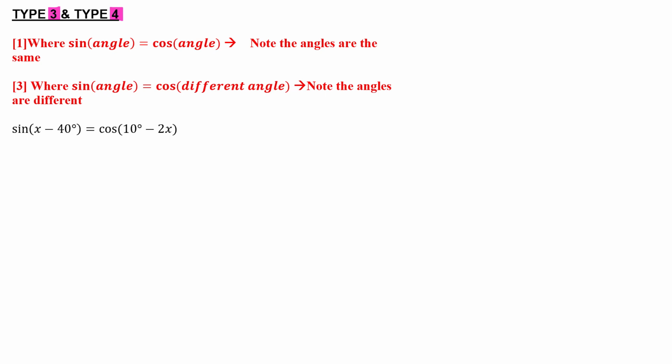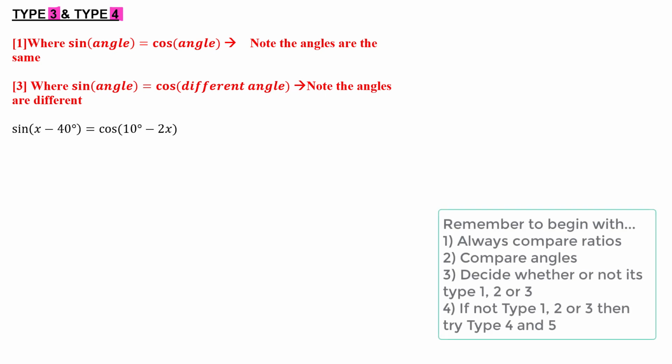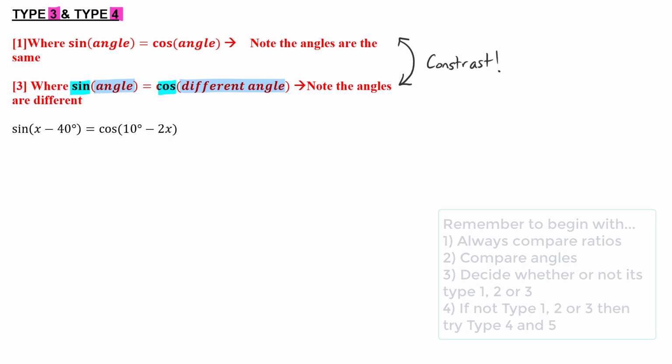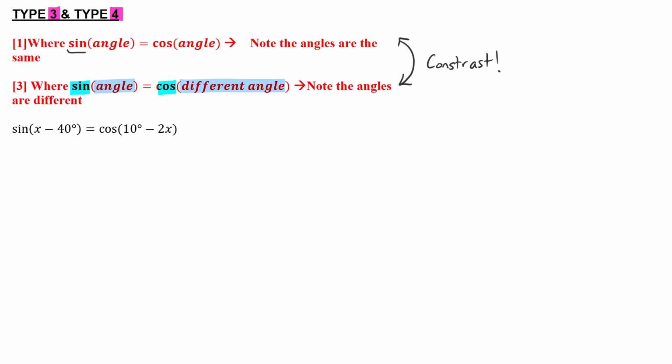So to begin with, we're going to look at the third type of question we can get, and that is where we have a different ratio and a different angle. So, different ratio and different angle. Now what's very important about this is that we have to make a contrast between type 1 and type 3, because you'll see that they're very similar in the sense we've got different ratios.